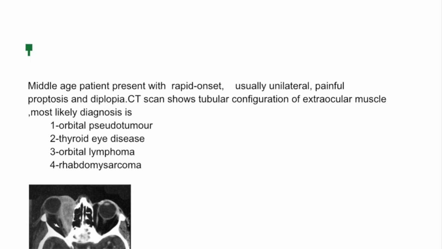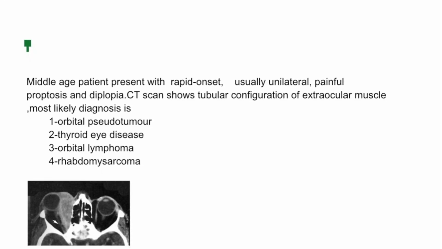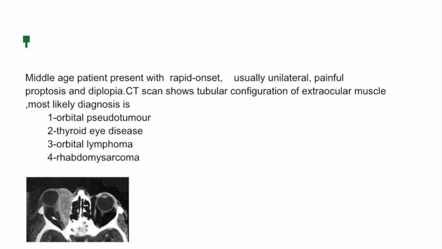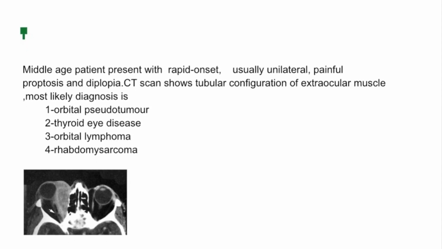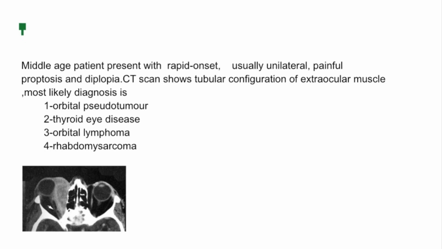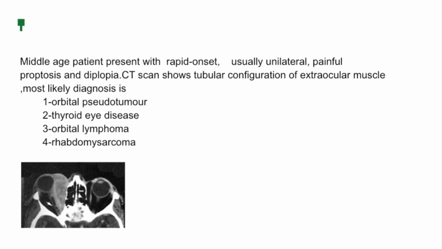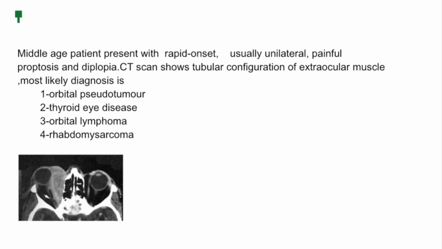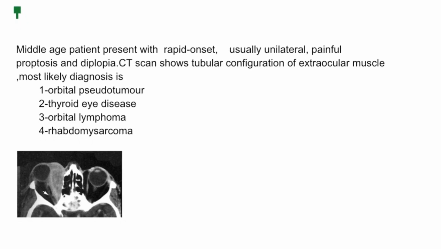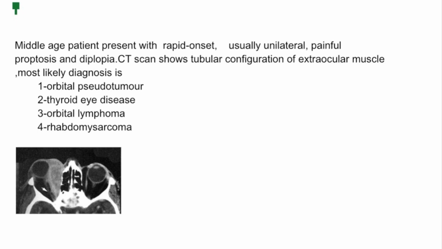A middle-aged patient presents with rapid onset, usually unilateral painful proptosis with diplopia. CT scan shows tubular configuration of extraocular muscle enlargement. So the most likely diagnosis will be orbital pseudotumor, thyroid eye disease, orbital lymphoma, rhabdomyosarcoma. The answer to this question will be orbital pseudotumor.